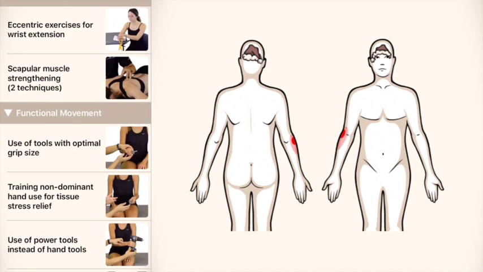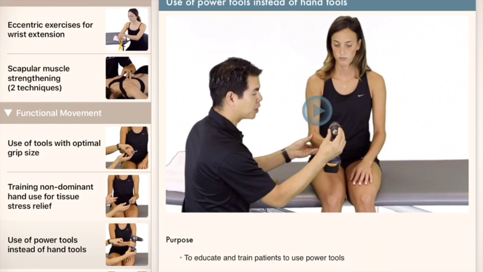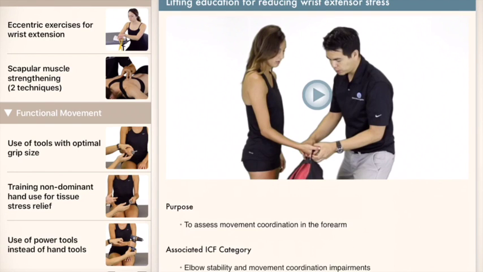And in functional movement training, we may want to teach them to utilize or disperse stress over two hands, training the non-dominant hand, and using tools with optimal grip size, minimizing the overuse of hands with using the hand tools, and perhaps trying to utilize some power tools to help. There is also some lifting education to reduce wrist extensor stress. There you have it. That's the lateral epicondylalgia pattern.